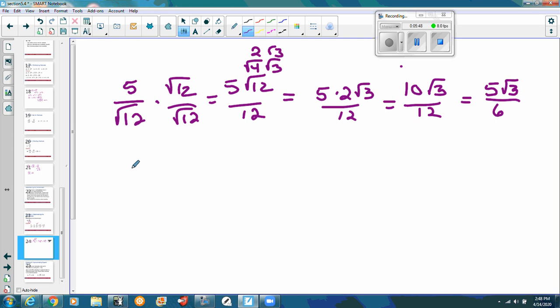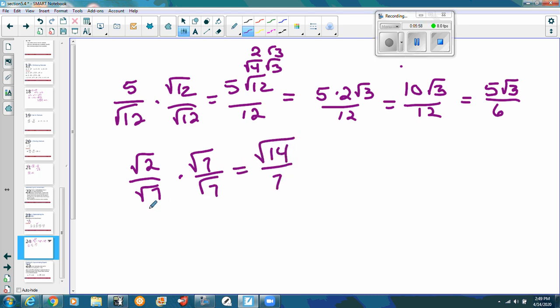So last one, if I have radical 2 over radical 7, I would multiply by radical 7 over radical 7, and I would get radical 14 over 7. So you're always multiplying by whatever the bottom of the fraction is.